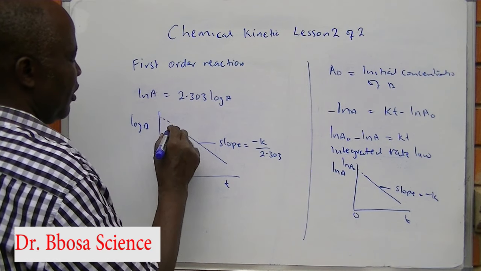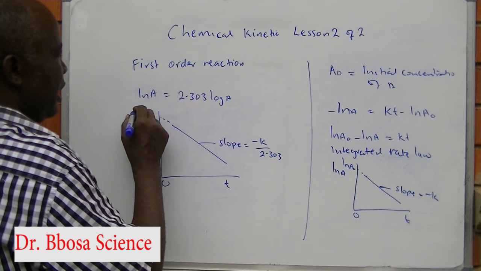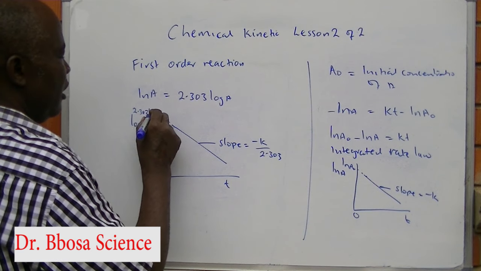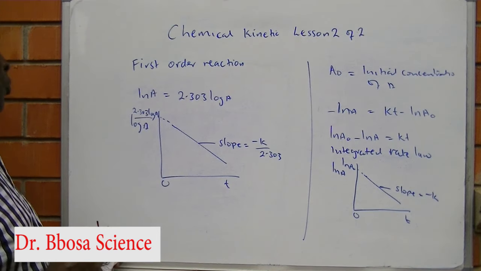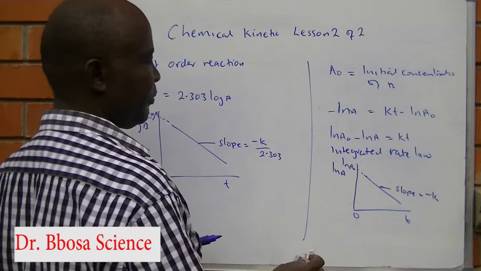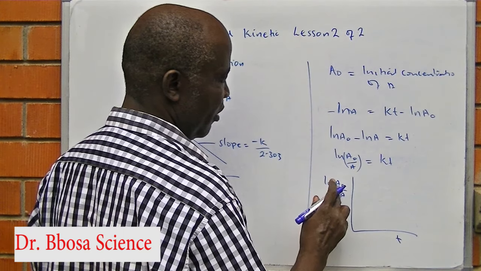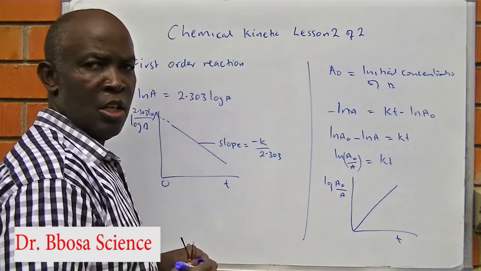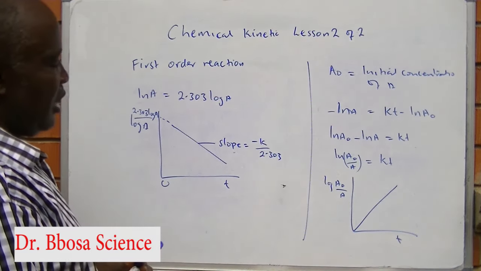Then when we extrapolate to 0, the intercept will be 2.303 log A naught. Subtraction of log means division. When you plot log of A naught over A against t and we get a straight line, we deduce that the reaction is a first order reaction.